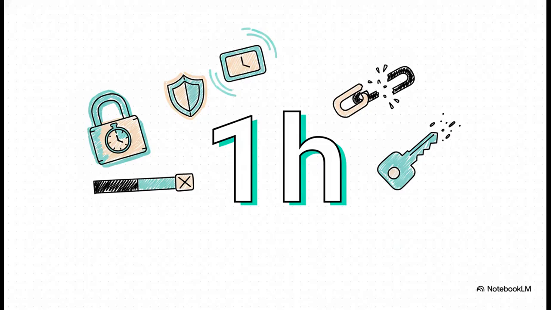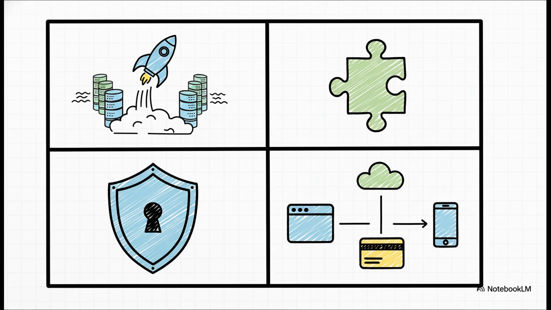Let's just focus on that expiration time for a second, because it's so important. If a token ever gets stolen, a short lifespan seriously limits the amount of damage that can be done. 1 hour is a really common standard that balances security with user convenience. So let's just recap the whole thing. Why do we go through all this trouble? Because bearer tokens give us 4 huge wins.